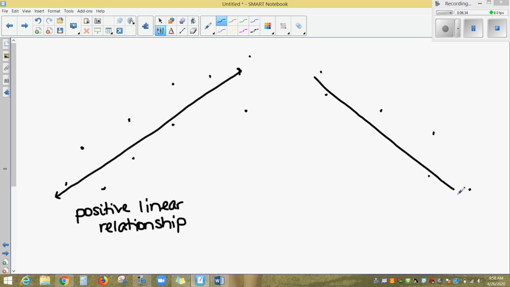If our dots go down, and again, not in a perfectly straight line, but in a way that they don't go skewing off one way or the other, they're not a big blob on the page. Okay, that line has a negative slope, and so we say it has a negative linear relationship.